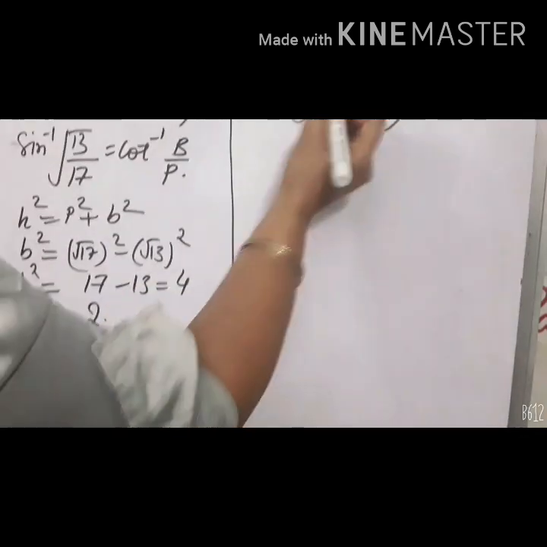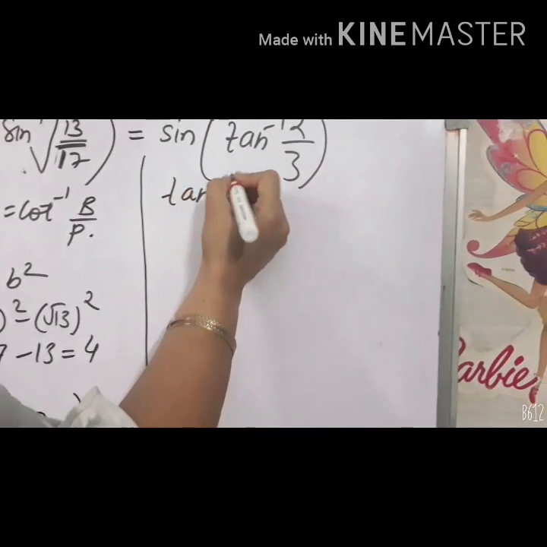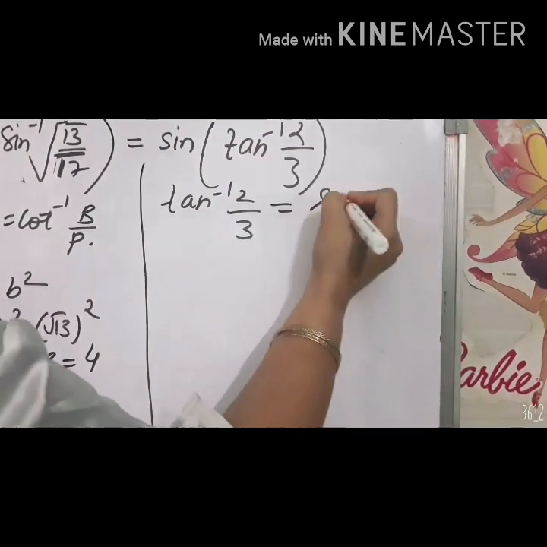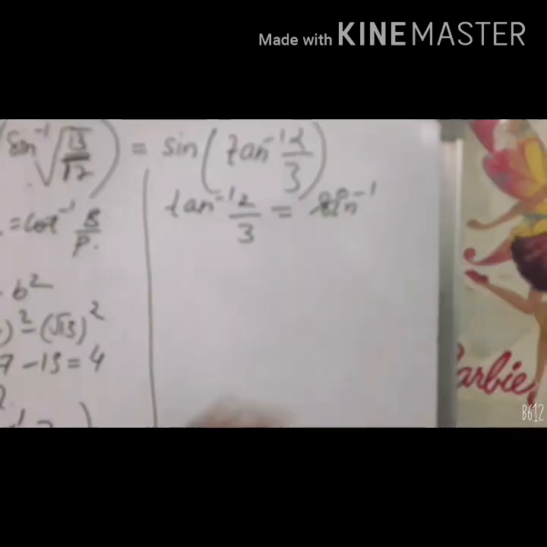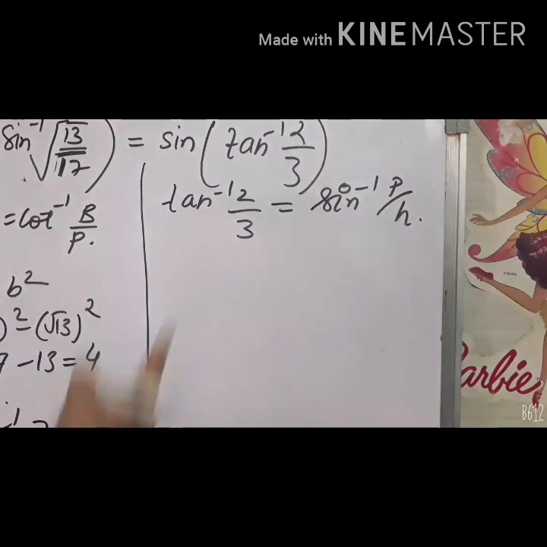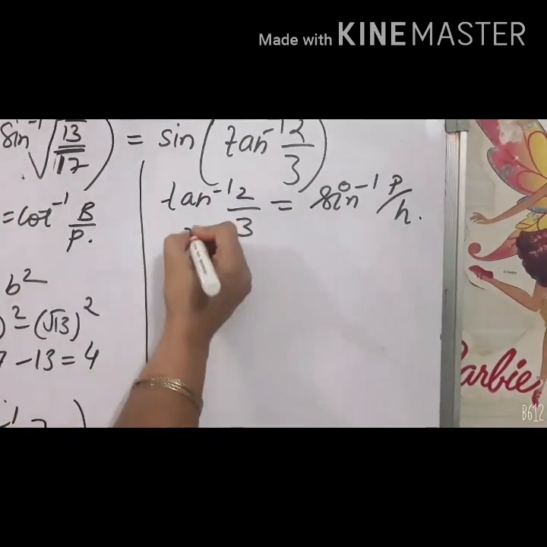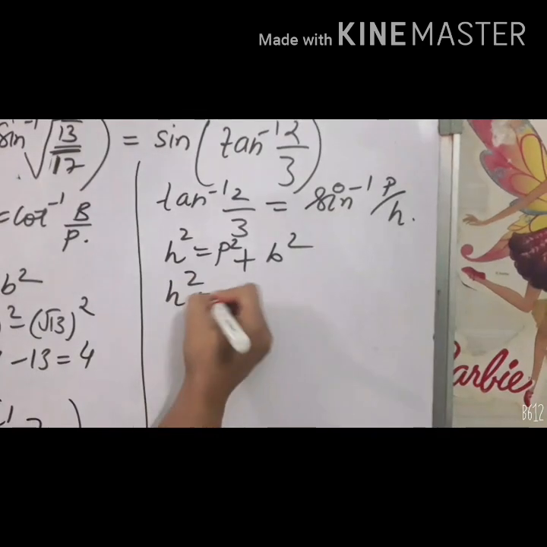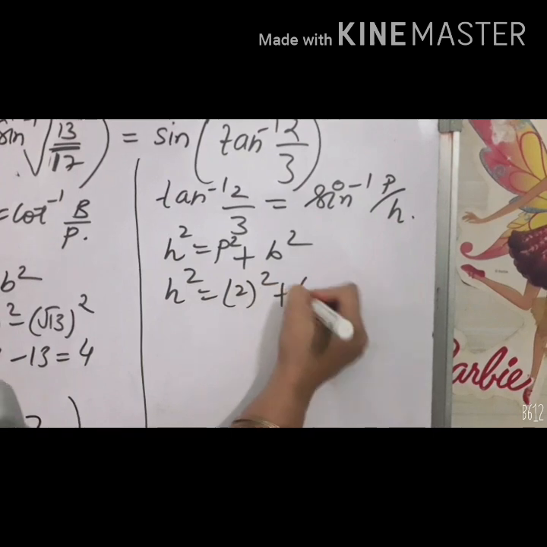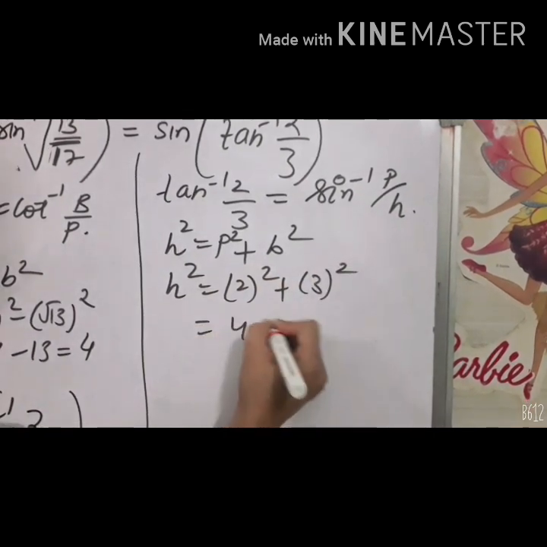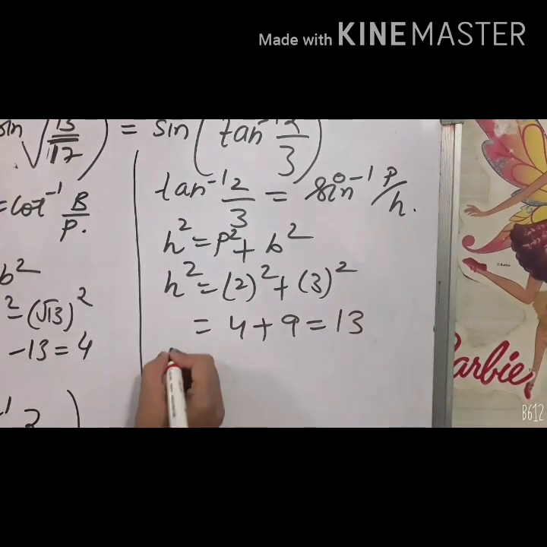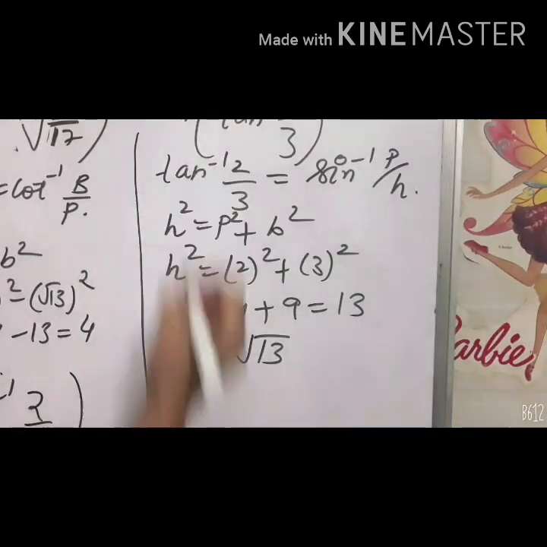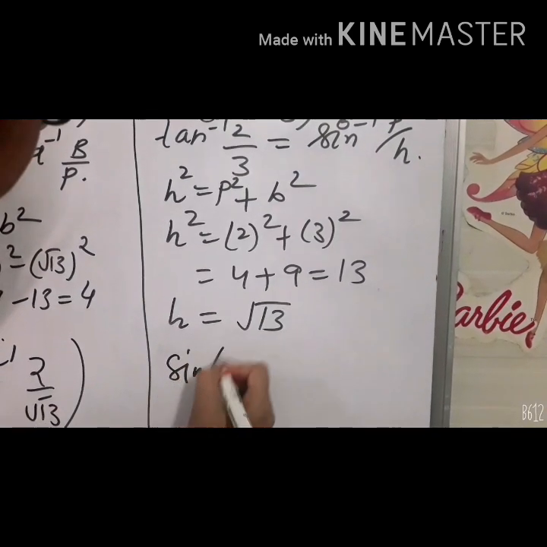Chal, coming to RHS. Tan inverse of 2 by 3. I need to make it a sine inverse, naturally P by H. This is P, this is B. H square is equal to P square plus B square. Now H square is equal to 2 square plus 3 square. This becomes 4, this becomes 9, this becomes 13. H is equal to root 13. Correct?